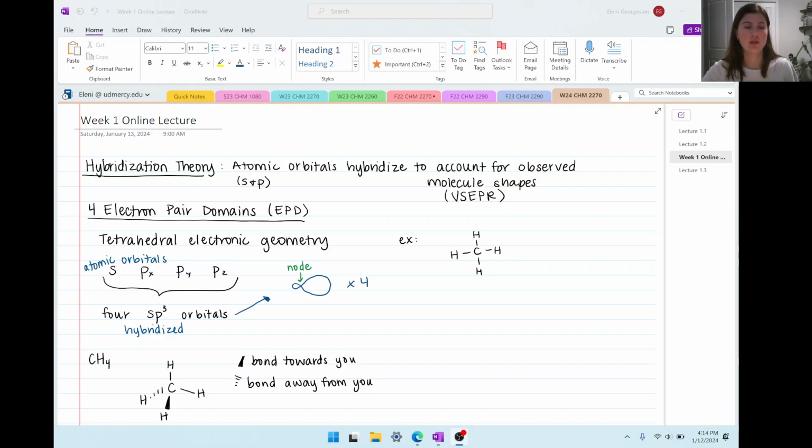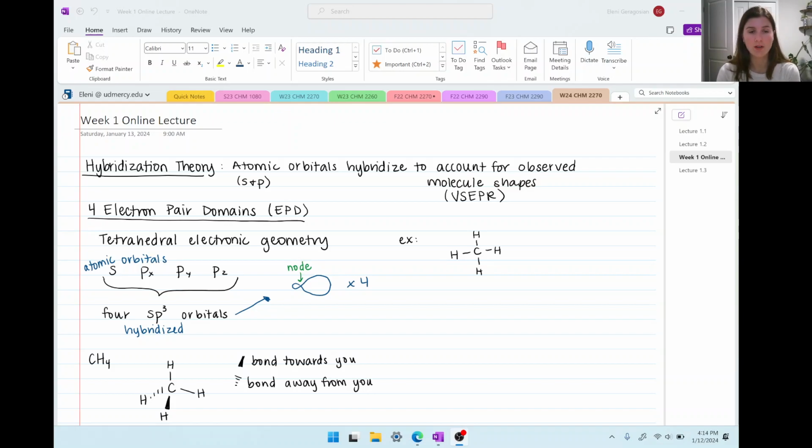So we're going to continue our notes on hybridization theory, which is a theory to account for the observed molecule shapes, very much related and integrated with VSEPR theory, which is valence shell electron pair repulsion. So we'll talk about 3 different sets of electron pair domains.